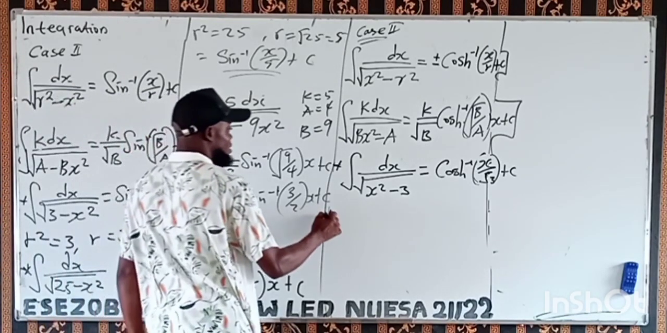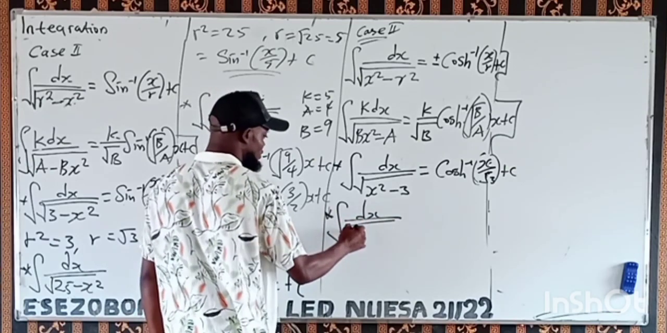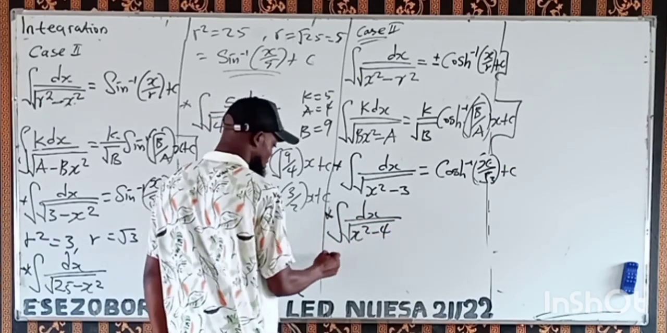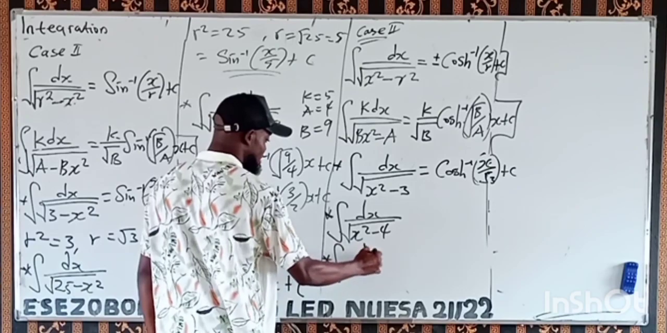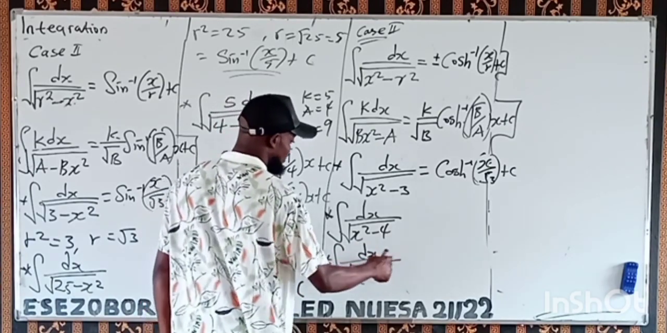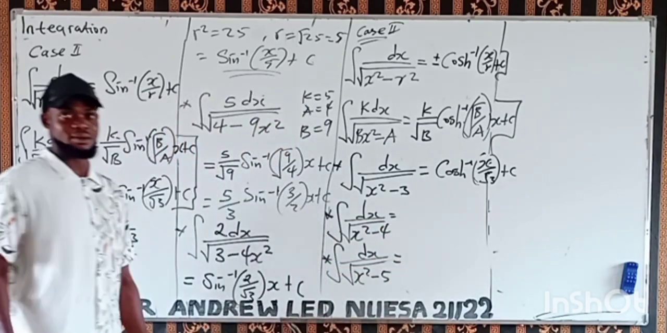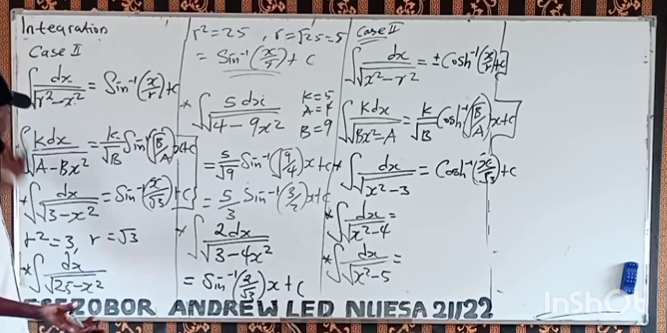So, let's say we have the integral dx over the square root of 4 minus x squared, and the integral dx over the square root of 5 minus x squared. What will be their respective answers now? Let me check if you are following. It's the same procedure.